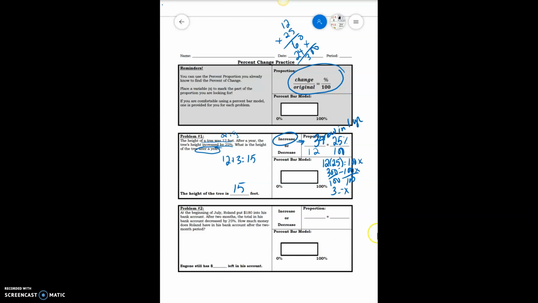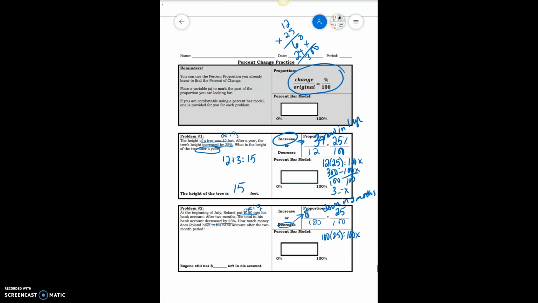When we look at this second one, it says, beginning of July, Roland put $180 into his bank account. So again, this is our original. And after 2 months, the total in his account decreased. Ooh, that's not good. Decreased by 25%. So we're looking for the money that it went down. So this is money that it's going to go down in 2 months. So our percent equation is 180 times 25 equals 100x.